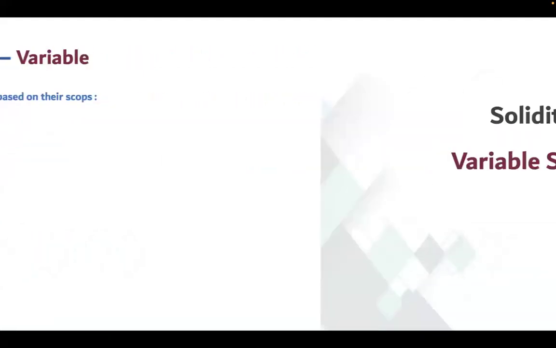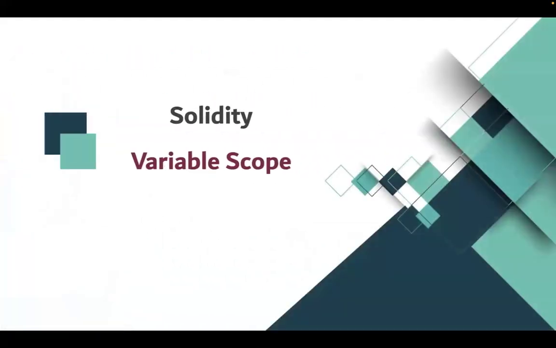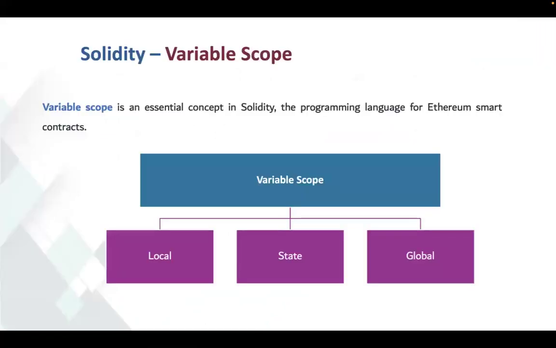But before exploring each type, let's discuss the concept of variable scope and how it applies to different types of variables in Solidity smart contracts. Understanding variable scope is very important for writing secure and efficient code. What is variable scope? Variable scope refers to the visibility and accessibility of a variable within a contract. It determines where a variable can be accessed from and how it interacts with other parts of the contract.